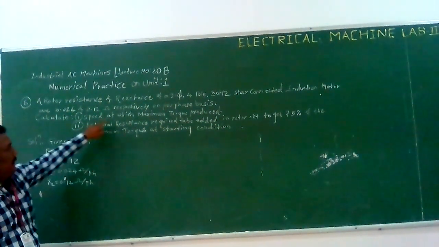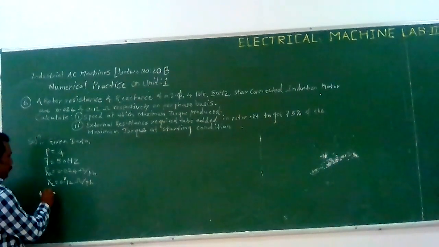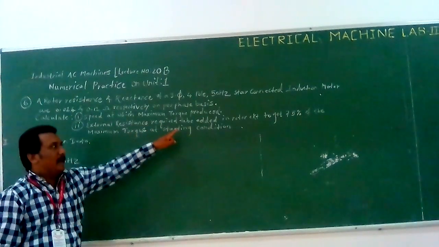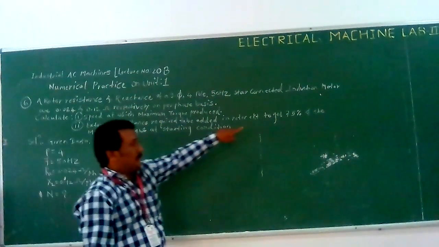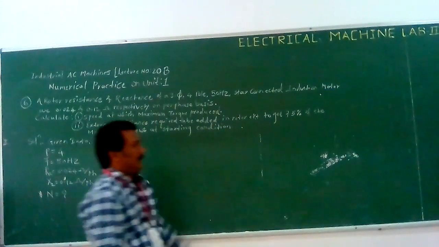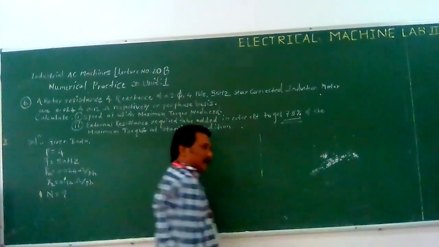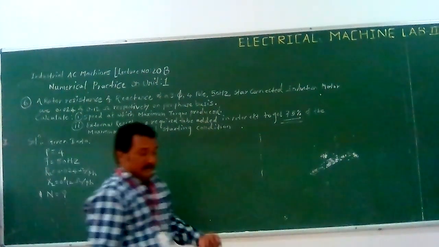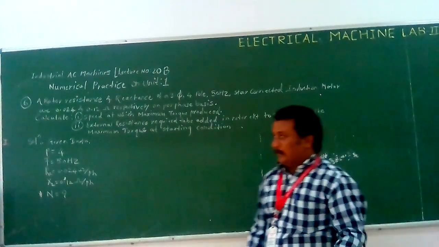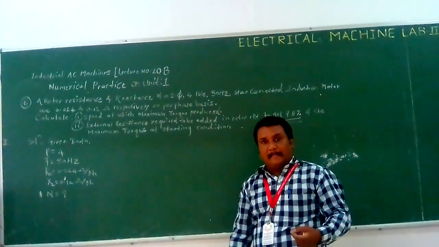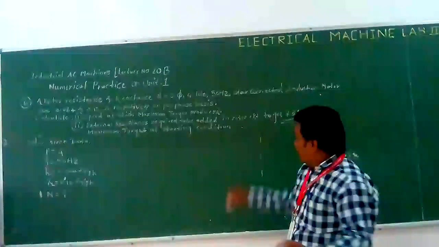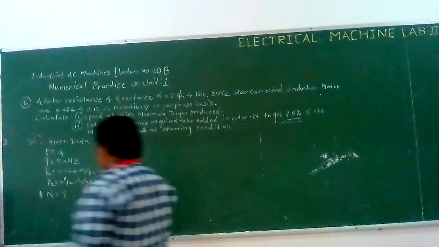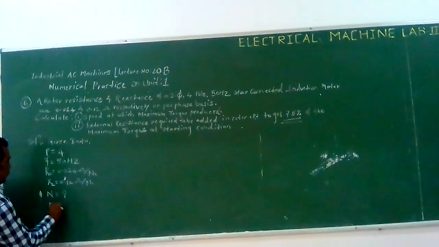Then we have to calculate the speed N at which maximum torque is produced, and the external resistance required to be added in the rotor circuit to get 75% of the maximum torque at starting condition. It is a slip ring induction motor, and its starting torque is 75% of the maximum torque. Here the condition is given, so that we can calculate R and its value.